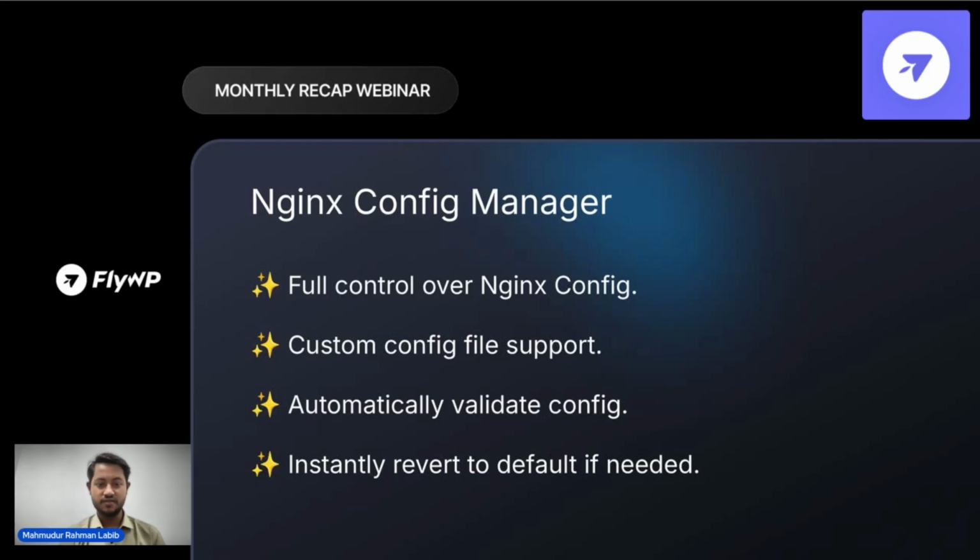Let's start with the Nginx config manager. This is one of our most requested features, and it's finally here. You now have full control over your Nginx configuration. You can add custom config files, and FlyWP will automatically validate them to prevent misconfigurations. And if something goes wrong, you can instantly revert to the default settings with a single click. This gives developers more flexibility without sacrificing safety or usability. Let's have a quick demo.